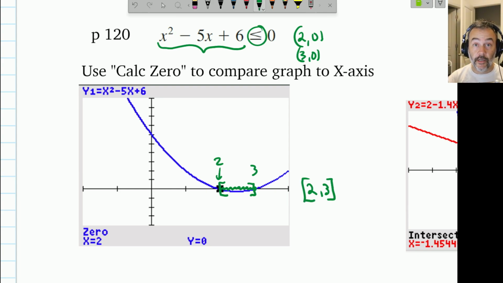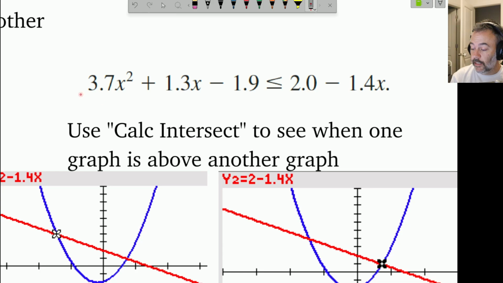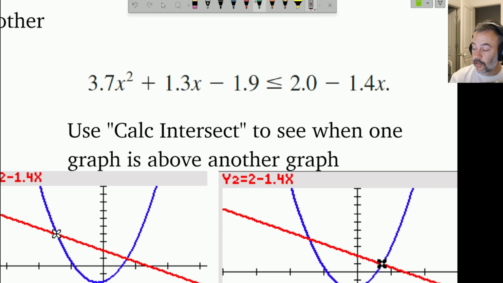Okay, there you go. You saw how to use calc intersect to solve an inequality with the calculator. You saw how to use calc 0 to solve an inequality with the calculator. And oh yeah, just one comment. If you get an inequality where you have terms on both sides, if you want to use the calc 0 method, you need to subtract or add terms so that everything gets on one side. To use the calc 0 method, you've got to get 0 by itself on one side. So in other words, we would need to subtract this 2.0 and we would need to add 1.4x to both sides. But I'm not going to do this one.